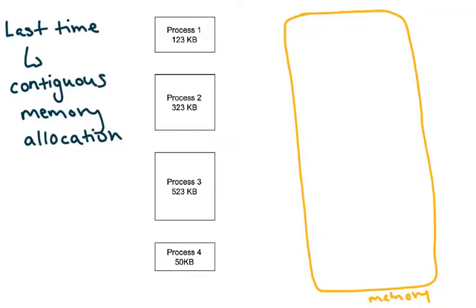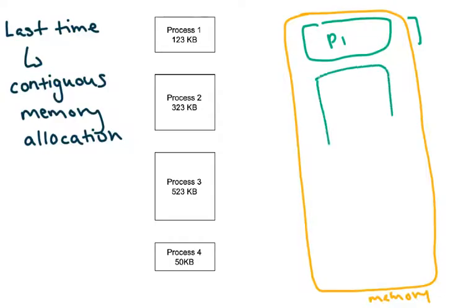So last time we talked about contiguous memory allocation, and this is where we have a set of processes and we have our memory, and we can start putting our processes into memory where the process has to be completely contiguous together, so you can't break up the process and put it in different places. And so we add process 2, and so on. So this was contiguous memory allocation.